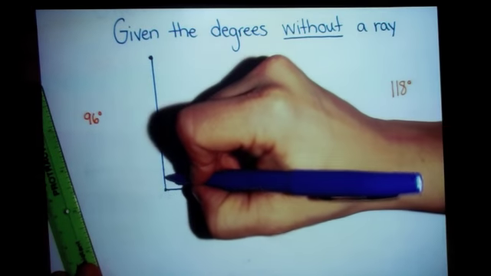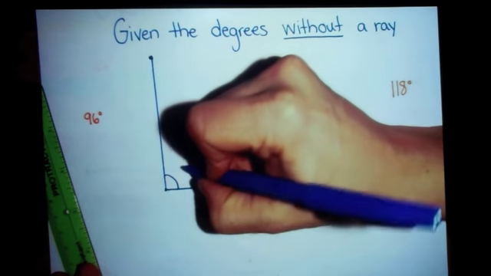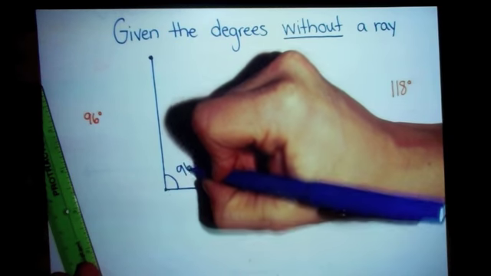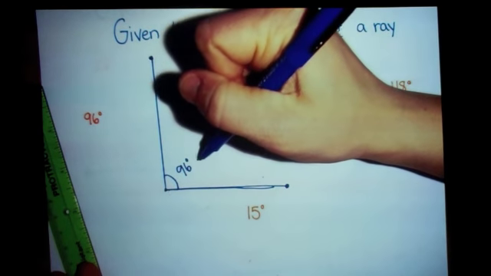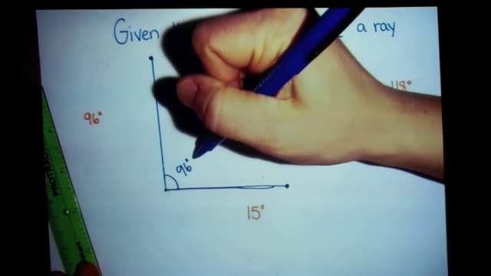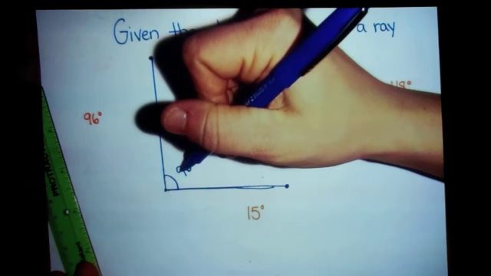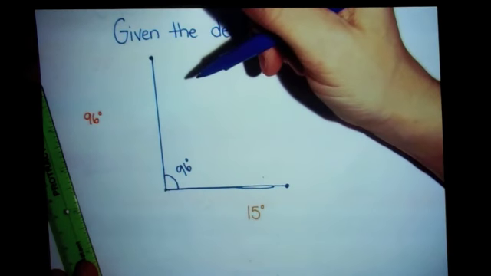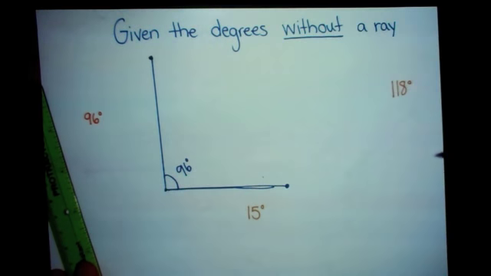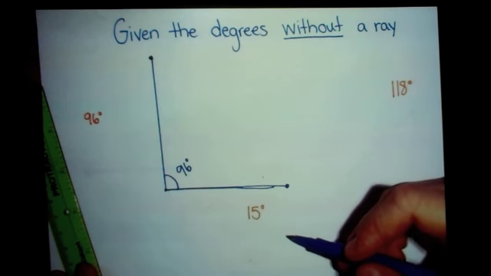And now I can see that this right here is a 96-degree angle. Notice after I drew my angle, I even labeled my angle with the degrees on the inside. I want you to do the same in your homework tonight. Now let's take a look at a 15-degree angle.